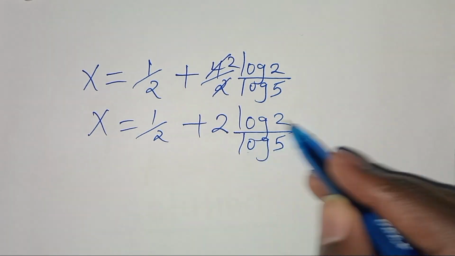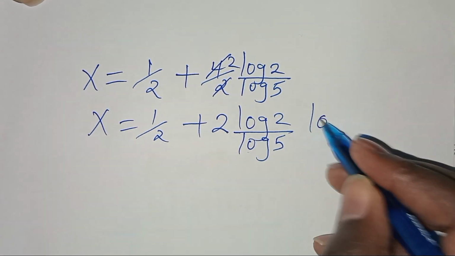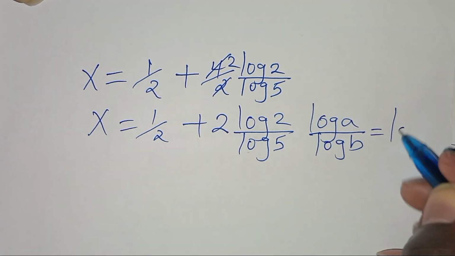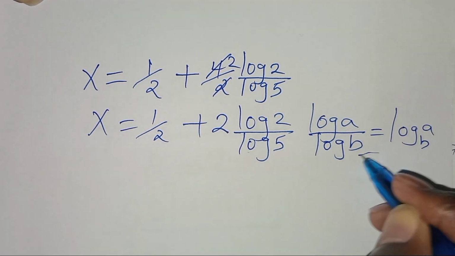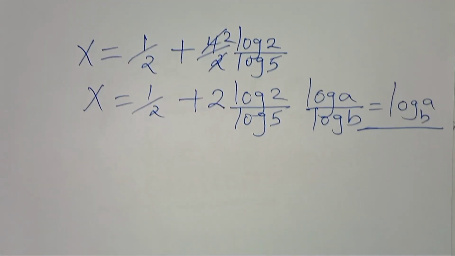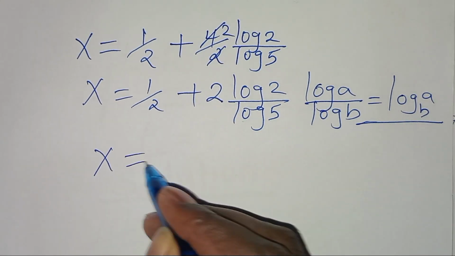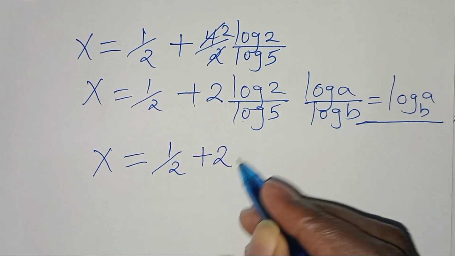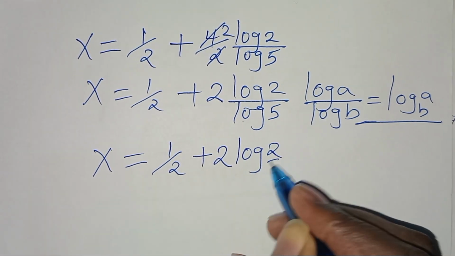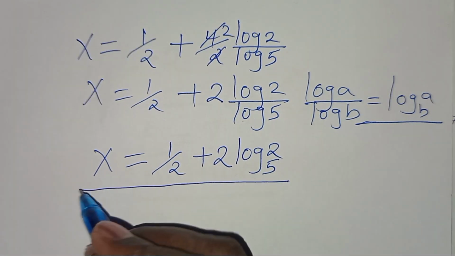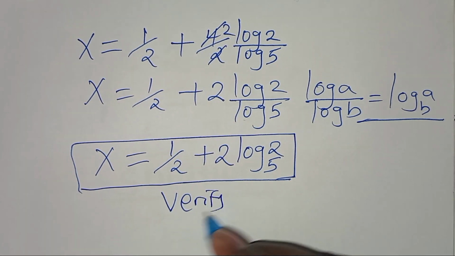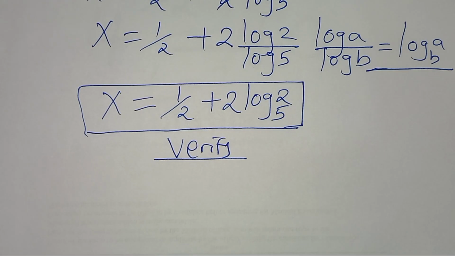We can express log 2 over log 5. This is actually in the form of log a divided by log b, which you can express as log a to base b. So let's apply this property, so that now x here is equal to half plus 2 log 2 to base 5. Now this is the value of x. Now let's verify that this value of x actually satisfies the equation.